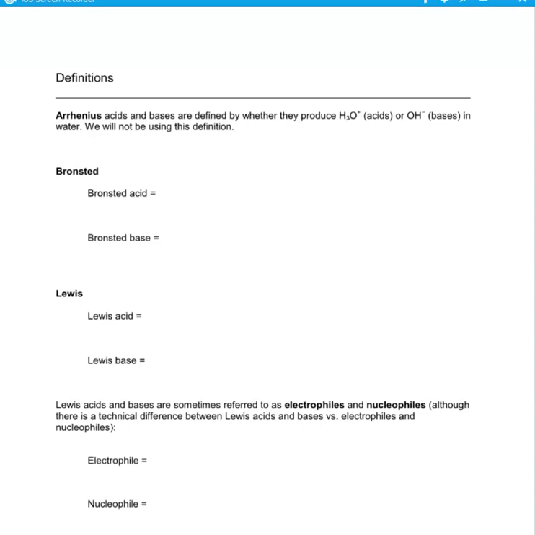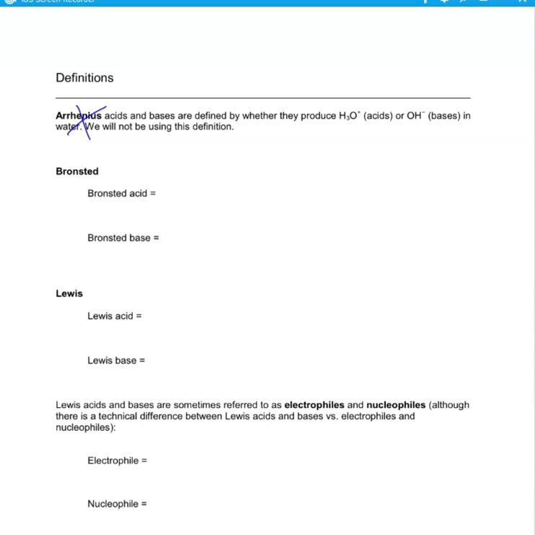So let's start by looking at definitions that you learned in general chemistry for acids and bases. Starting with the Arrhenius definition, it involves their behavior in water, whether or not they produce hydronium or hydroxide ions. We are not going to be using that definition, so we can move on from that. The next definition, which is the one that you're probably the most familiar with and what we're going to be using the most, is the Bronsted definition.